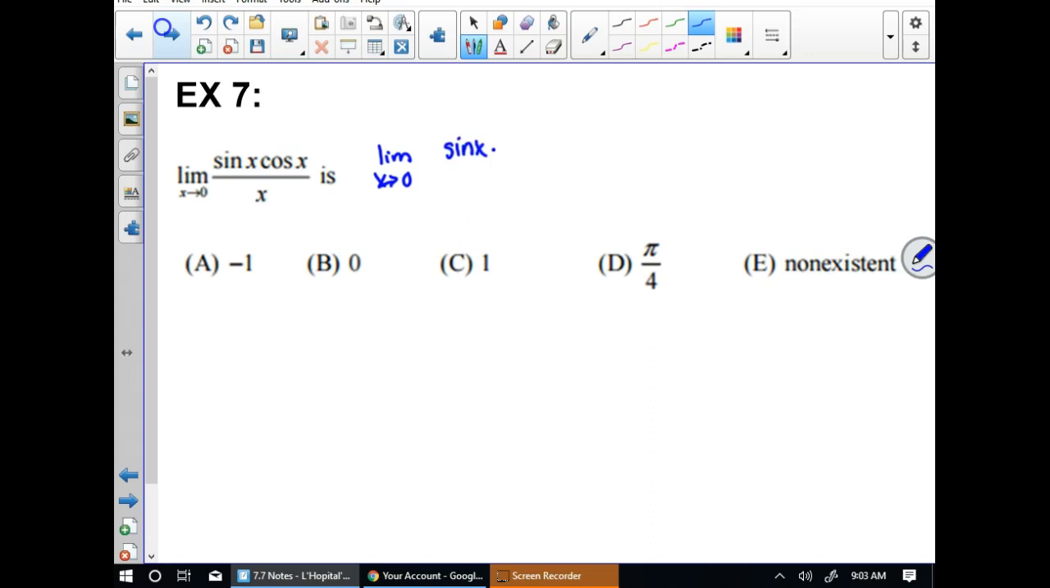What is the derivative of cosine x? Negative sine x. Plus cosine x times the derivative of sine x, which is cosine x. And what's the derivative of the x on the bottom? 1. And you can see by taking that derivative on the bottom, now you're not going to get 0 over 0 anymore. So we get the limit as x approaches 0 of, I'm going to write it this way, cosine squared x minus sine squared x over 1.